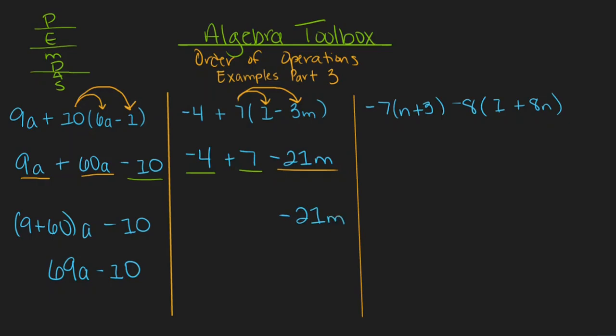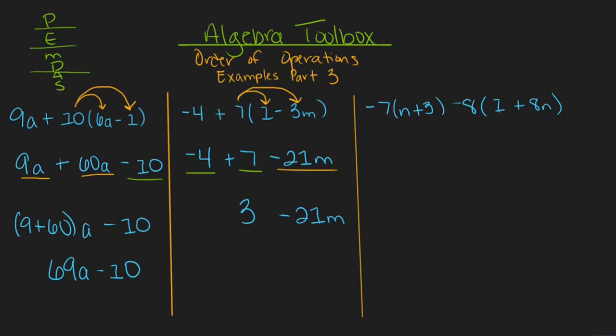Now for the numbers, I can actually do this addition. So negative 4 plus 7 is 3. So my simplified expression is 3 minus 21m. Again, we've gotten this to a point where I can't subtract the 21m from the 3 because they're not like terms. So this would be my final answer, or my greatest simplification.